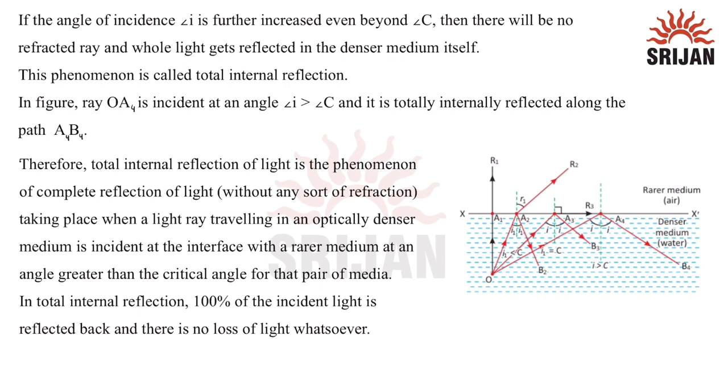Therefore, total internal reflection of light is a phenomenon of complete reflection of light without any sort of refraction taking place when a light ray traveling in an optically denser medium is incident at an interface with a rarer medium at an angle greater than the critical angle for that pair of media. In total internal reflection, 100% of the incident light is reflected back and there is no loss of light whatsoever.